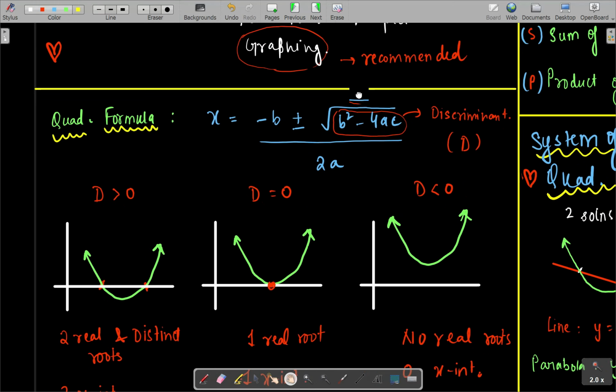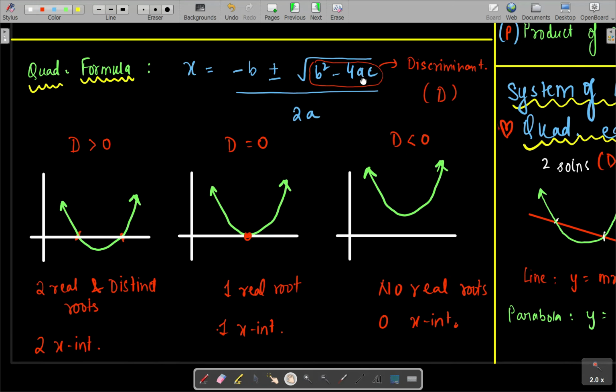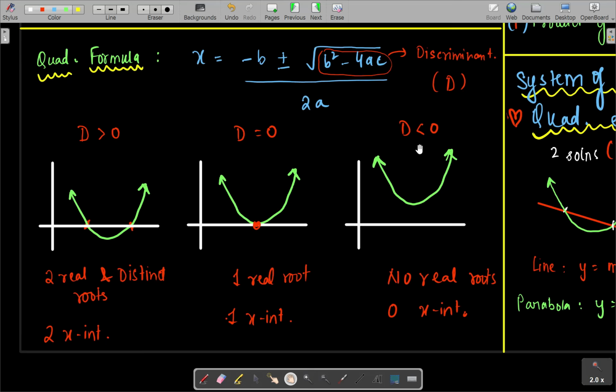Now, the quadratic formula is also used to determine the nature of solutions. You know the quadratic formula is given by x is equal to minus b plus minus square root of b square minus 4ac over 2a. Here the quantity inside the square root, that is b square minus 4ac, is called the discriminant, and it's denoted by capital letter D.